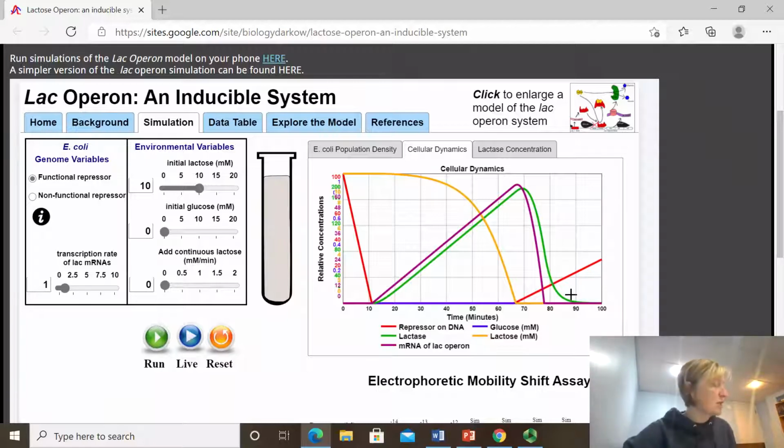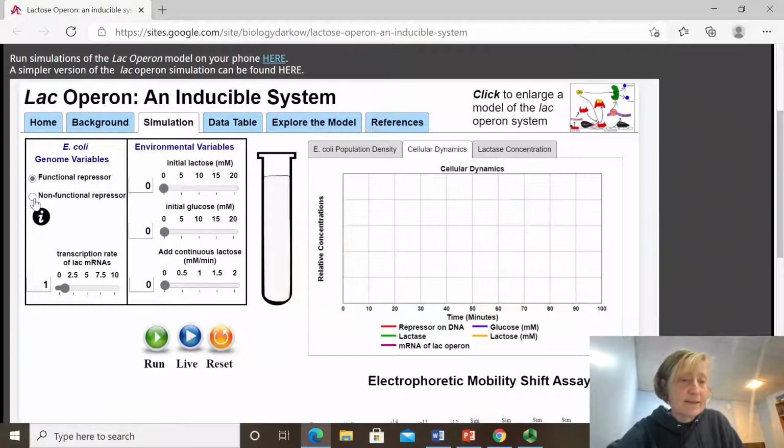Okay, now it says to take a screenshot of that and then reset it, but this time use the non-functional repressor. And we're going to compare what happens. In particular, I want you to look at the purple and green lines. These are the mRNA and the lactase enzyme, all right? What happens when the repressor is broken? Let's take a look.